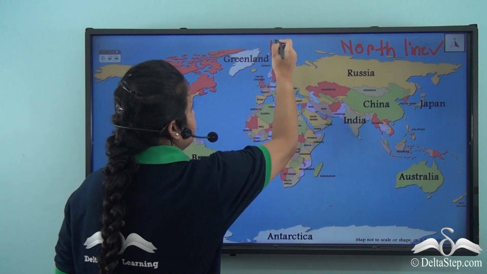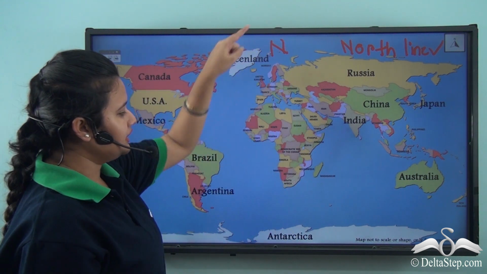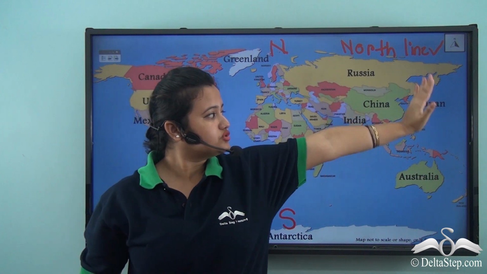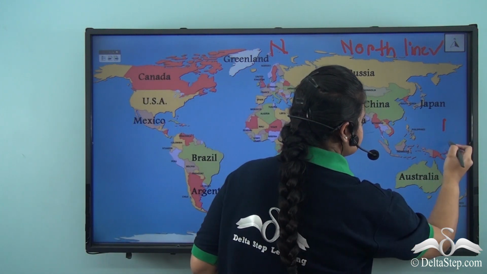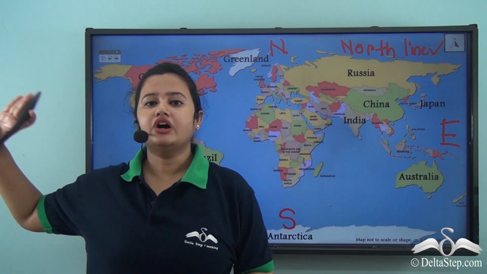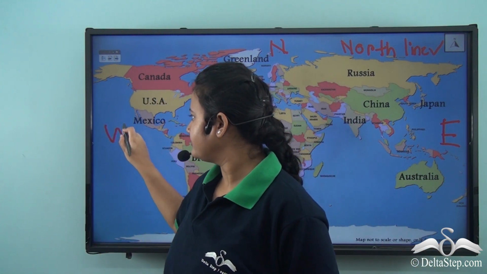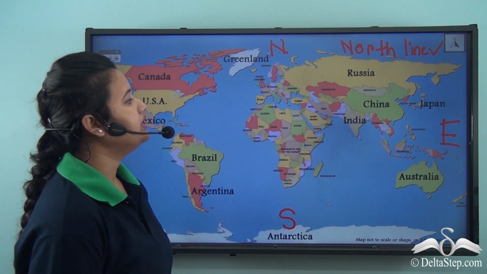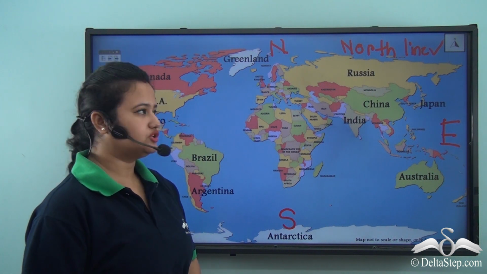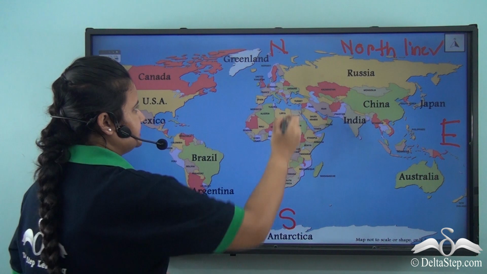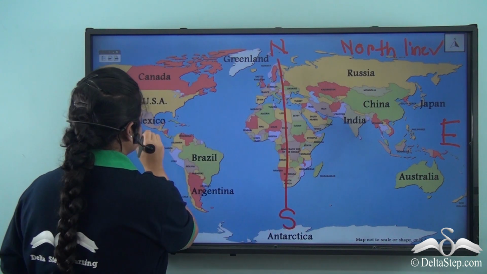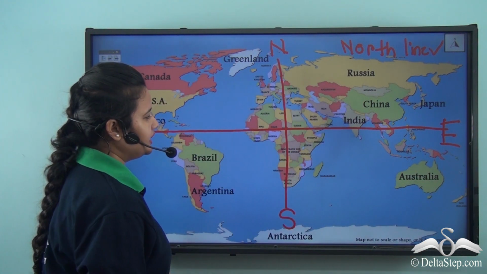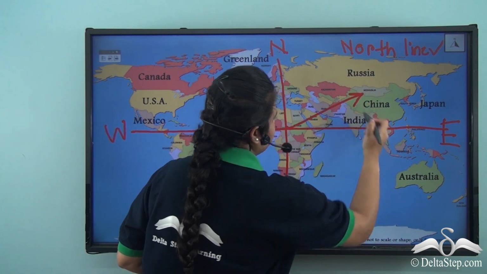So this is our north, and exactly to the north we have south, and as mentioned earlier, to the left of north we have east, and to the right of north we have west. So this is north, this is south, that is east, and this is west. So now let us find the location of China. So first let us connect north south and then east west. So thus here we can find that China is located in the northeastern side of the map.